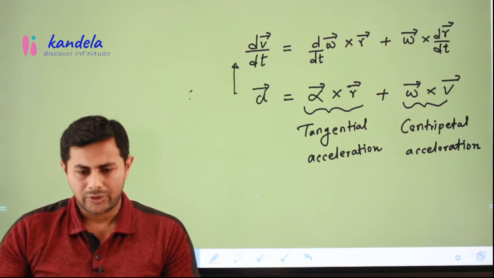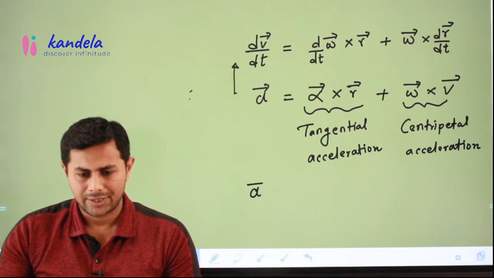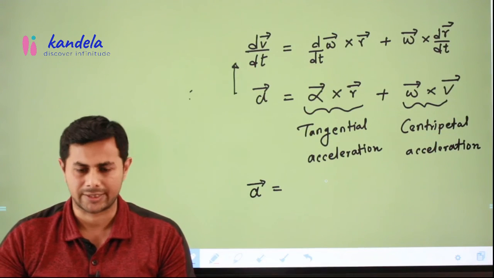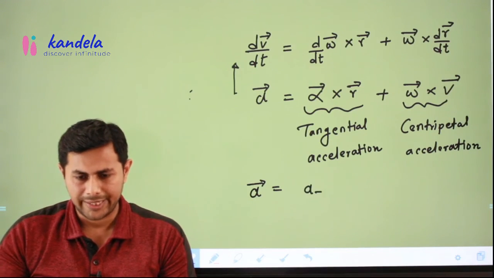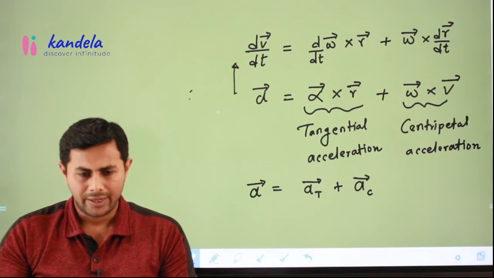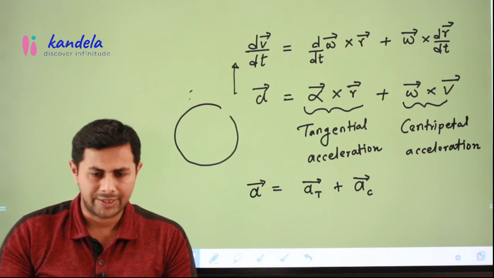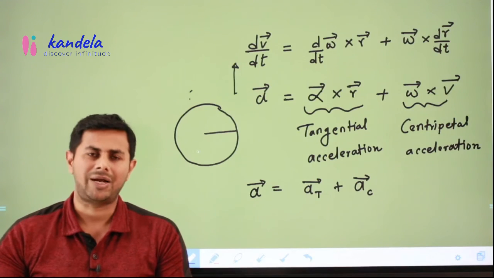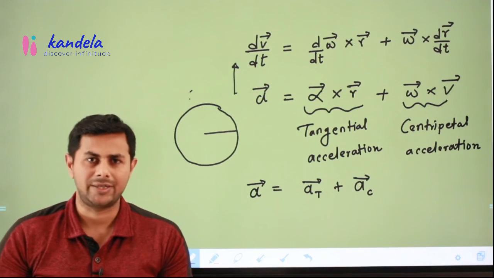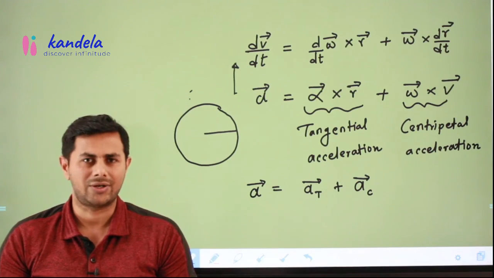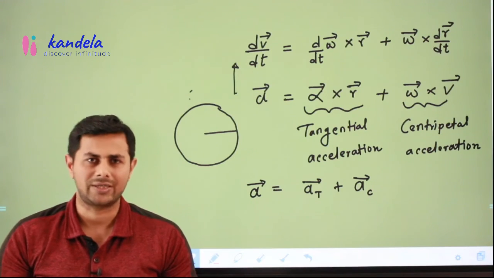So what is total acceleration in circular motion? It is sum of tangential acceleration and centripetal acceleration. So I will call it AT bar plus AC bar, and this is the vector sum. Now if I want to find out the magnitude of this total acceleration, how do I find it out? So we have to make use of the triangle law or parallelogram law of vectors addition.